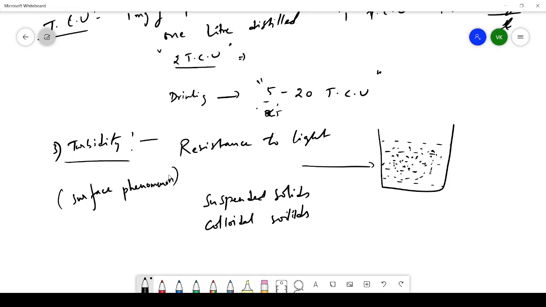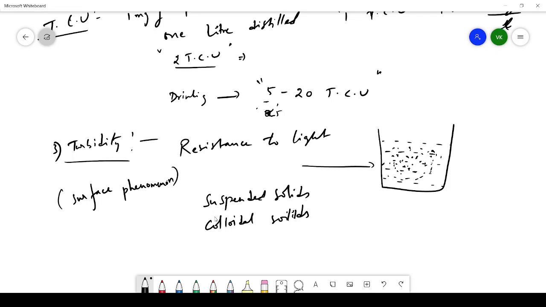When you don't have any surface area, then obviously the light cannot be resisted by that object. The size of the dissolved particles is very small, almost equal to 10 to the power of minus 6 to 10 to the power of minus 8 mm. When you have such a small size particle, it is not going to produce any surface area. Because of that reason, only suspended and colloidal solids are going to cause some resistance to the light, or cause turbidity in the water. Dissolved solids cannot produce turbidity in the water.